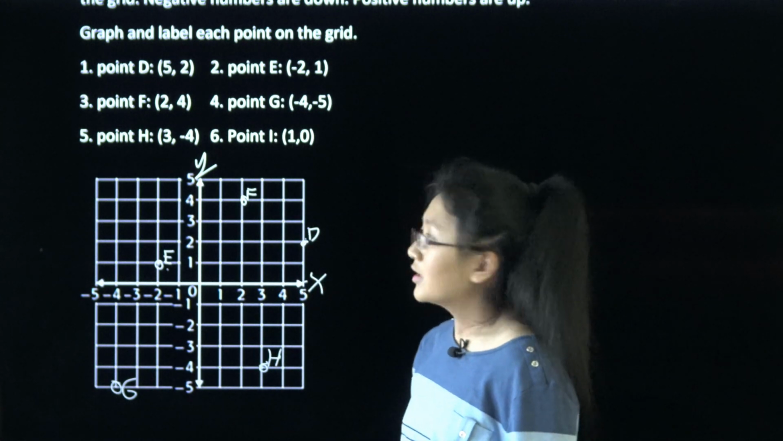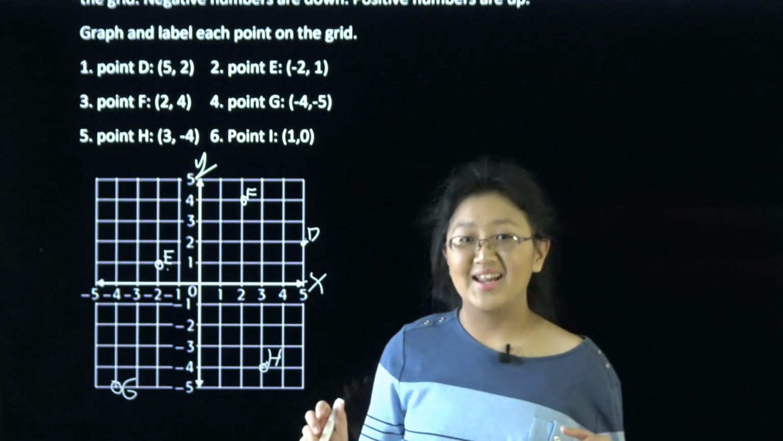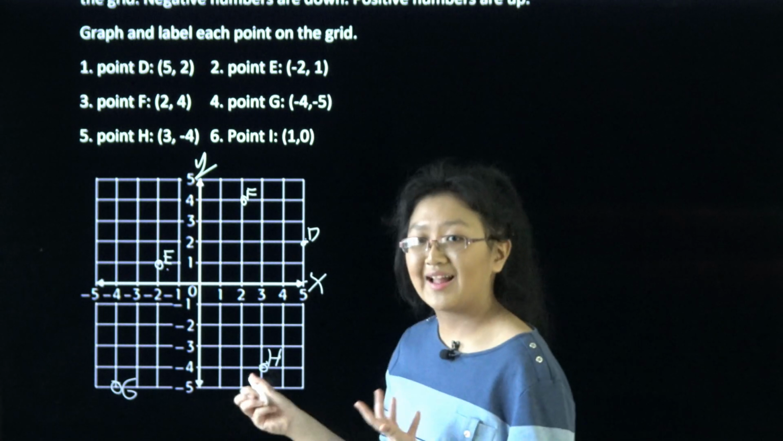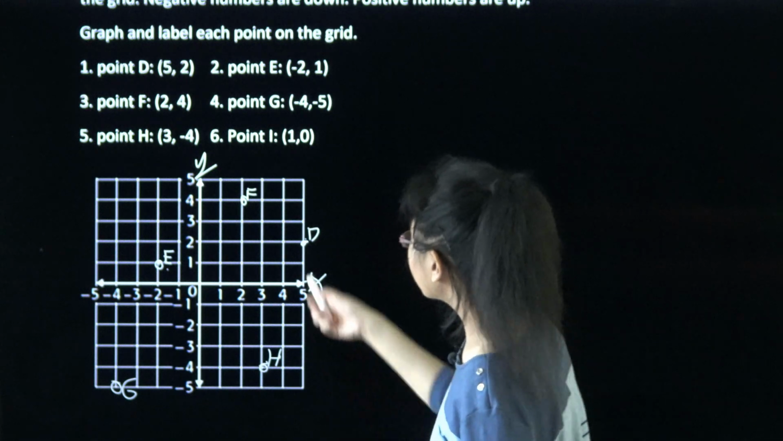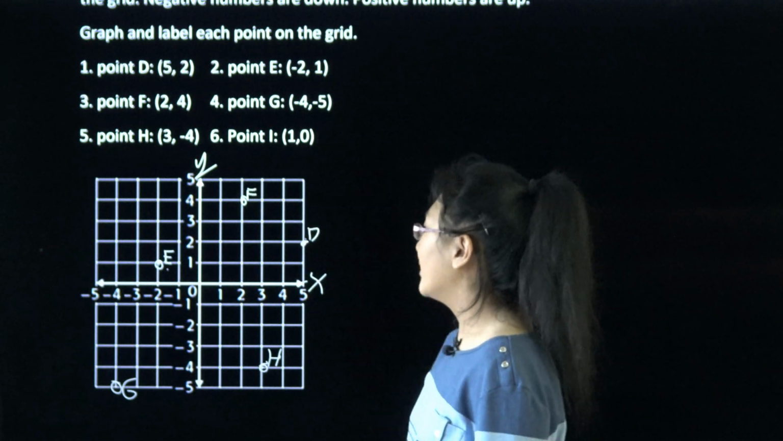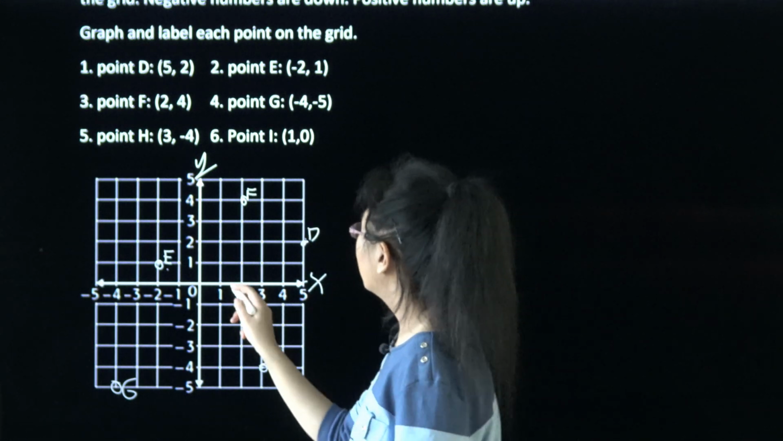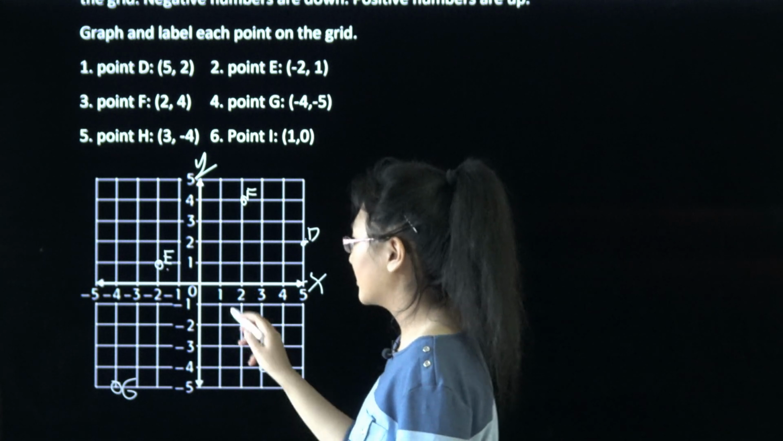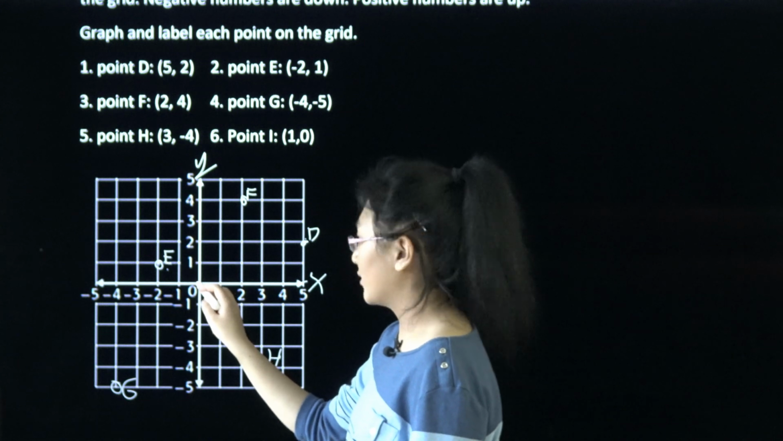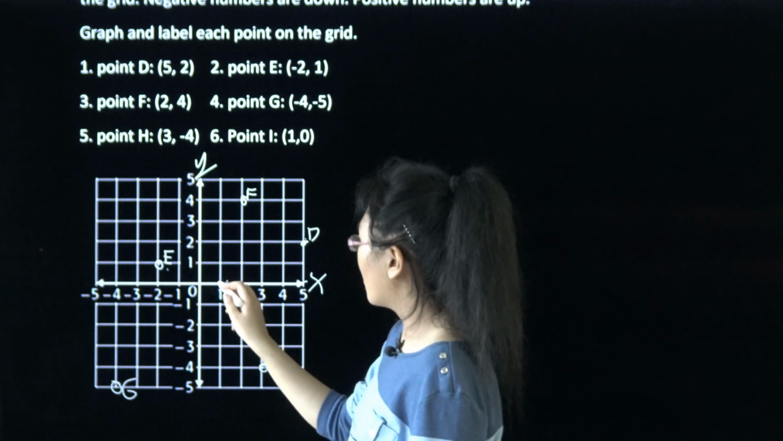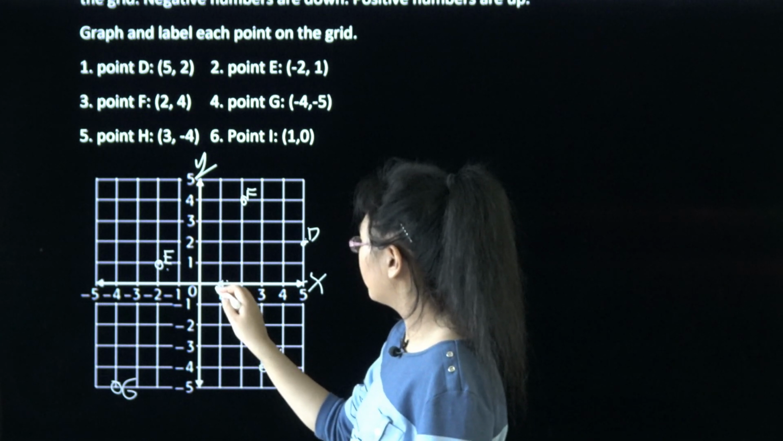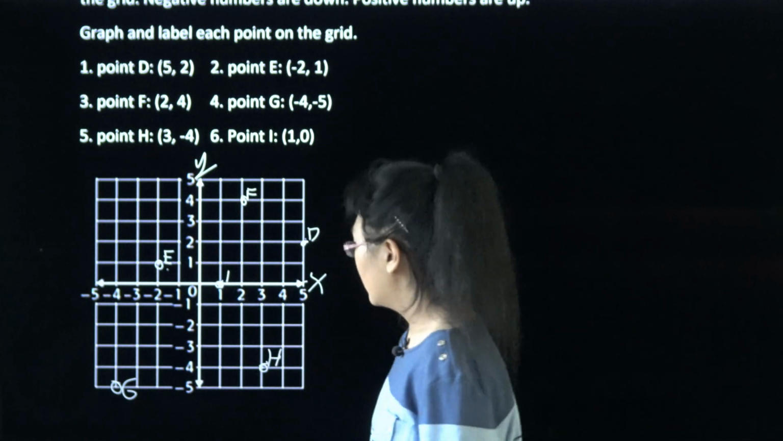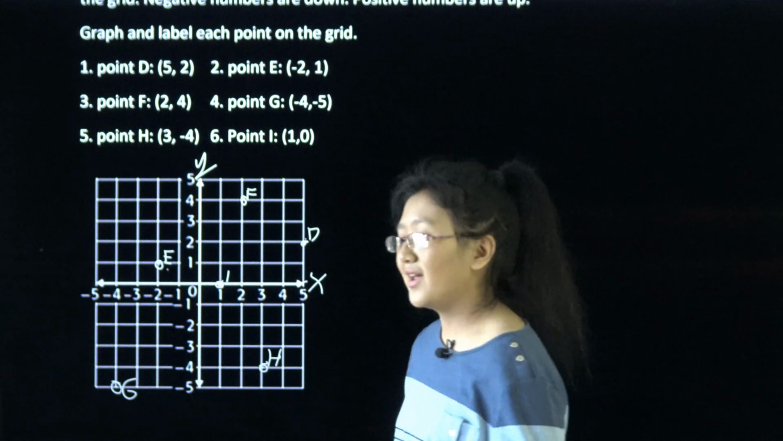Point I, usually you don't label point I because it stands for something else, but we learned that in a later grade. Point I is 1, 0. So we find 1 on the x-axis, and then we find 0 on the y-axis. And we don't go here because that would be 0, 0. So then we stay at 1, and then we go nowhere. So this is point I. Hooray! We're done that exercise.